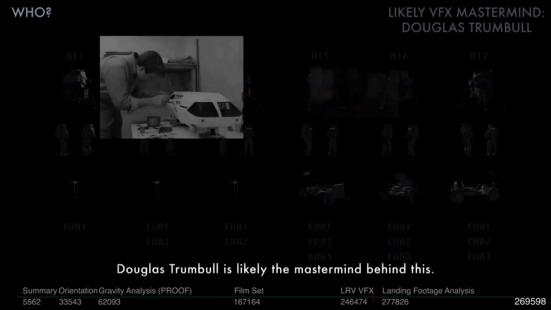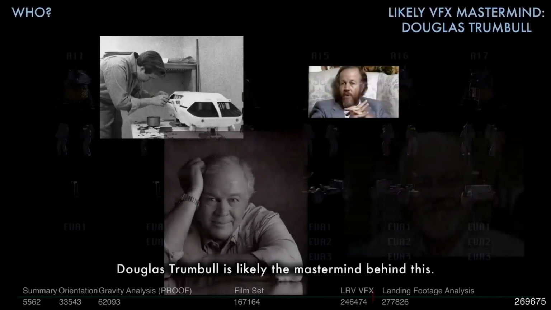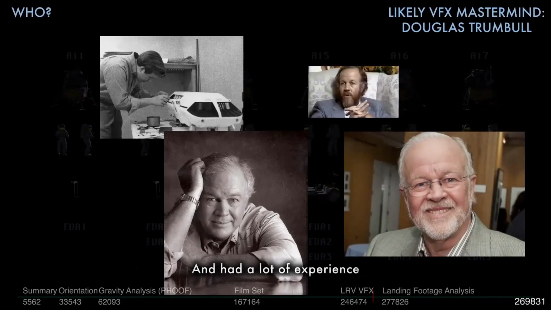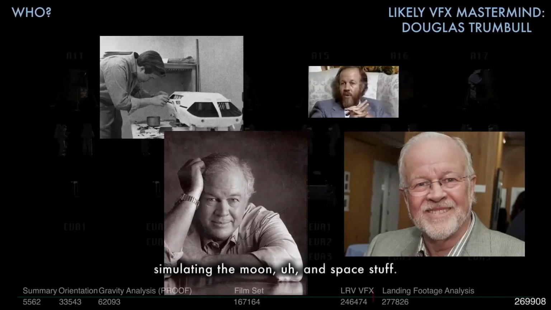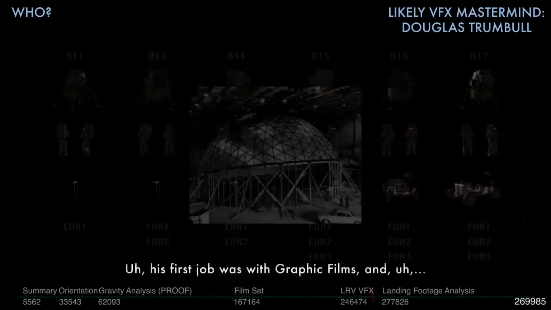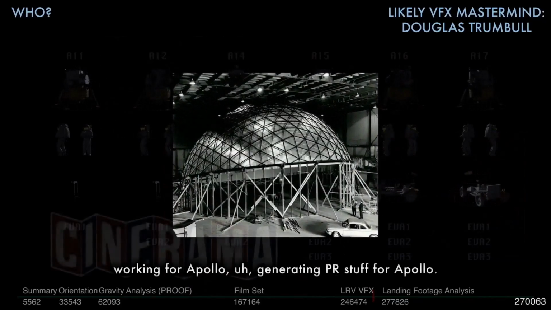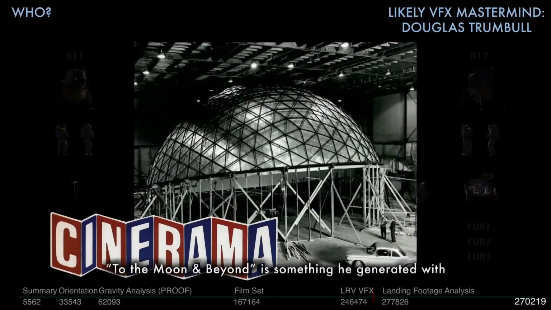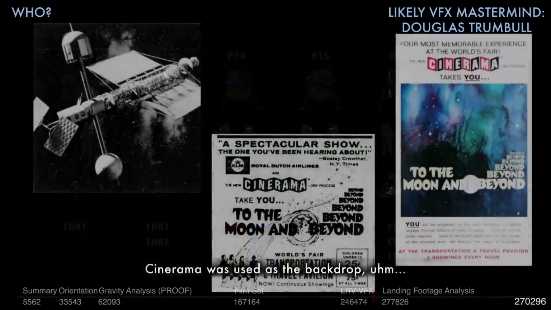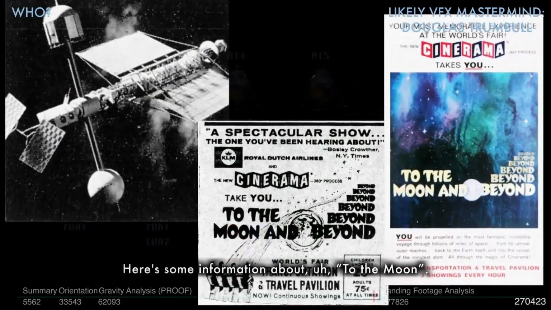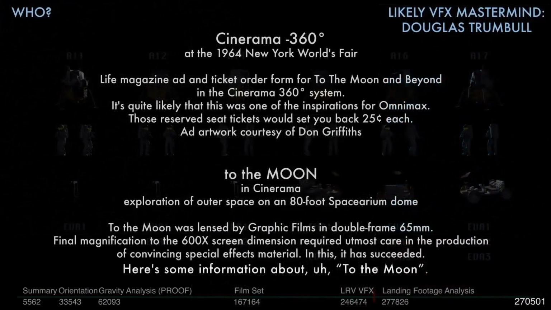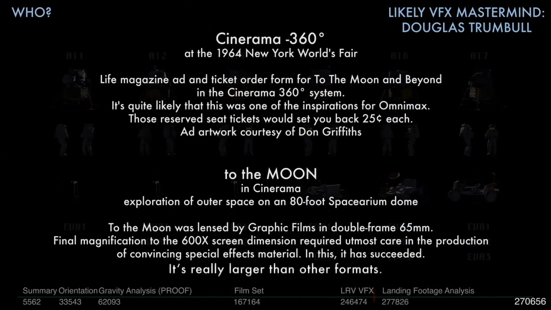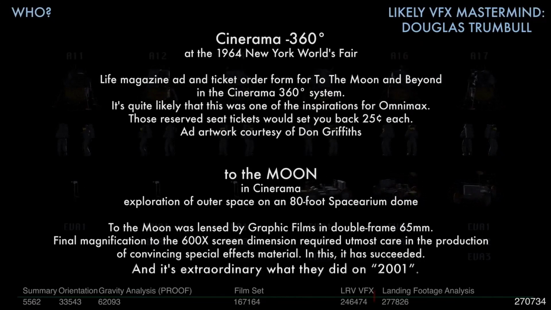I think Douglas Trumbull is likely the mastermind behind this. He was the 2001 Space Odyssey visual effects mastermind, and he had a lot of experience in this, simulating the moon and space stuff. His first job was with Graphic Films, working for Apollo, generating PR stuff for Apollo. To the Moon and Beyond is something he generated with Cinerama, and it was used as the technology backdrop. Here's some information about To the Moon. It's a large film format, really longer than other formats, and it's extraordinary what they did on Space Odyssey 2001.